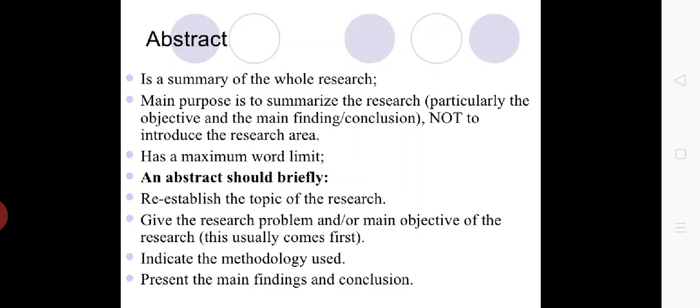So when you are writing the abstract of your research proposal, the abstract is actually a short summary of what you are going to do, what your topic of research is, what the major objectives are, what research methodology you are going to use, and what the major findings or conclusion would be. All these things are reported in one paragraph in a summarized form, and that summary is called the abstract.